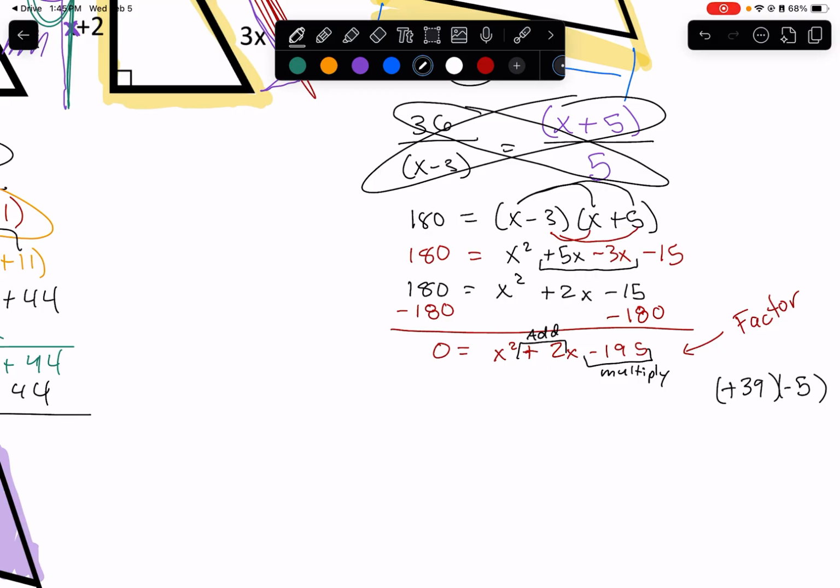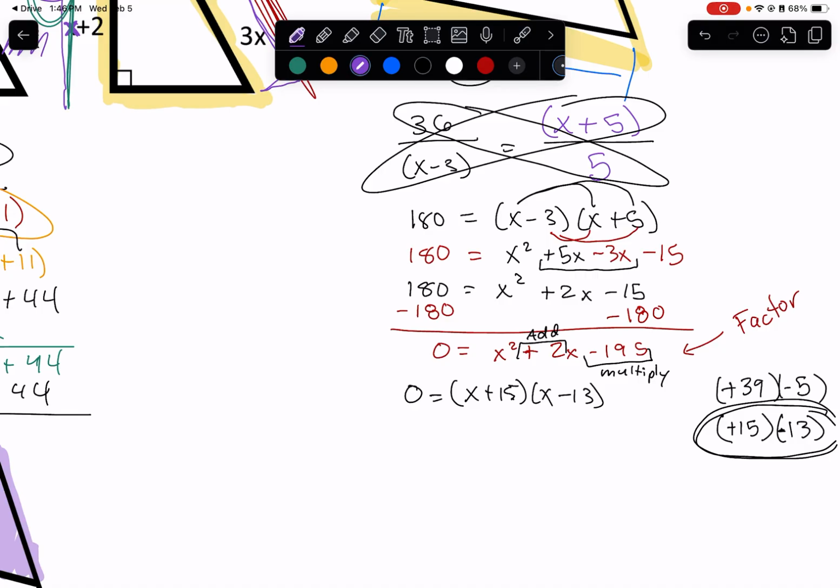I noticed that 39 is divisible by 3. So the next thing I want to try is 3 times 5, which is 15. So I'm going to try 195 divided by 15, which is 13. And if I do positive 15 times negative 13, I get negative 195. If I add 15 and negative 13, I get positive 2. So this is my set of two numbers. So I'm going to take those and put x plus 15 and x minus 13 in parentheses.